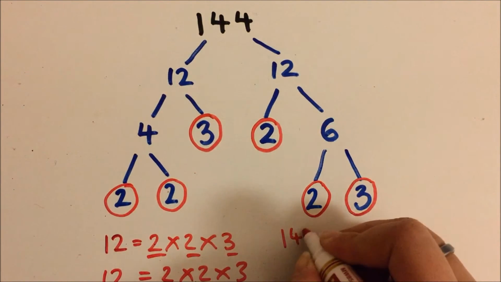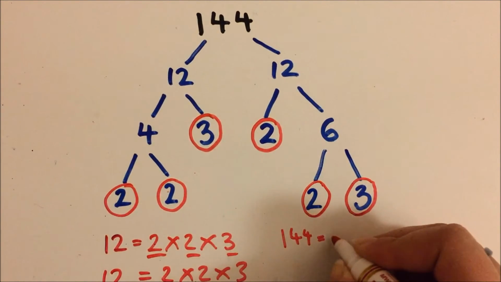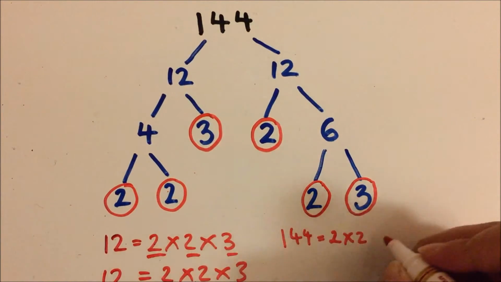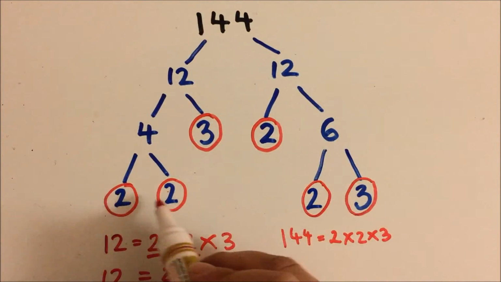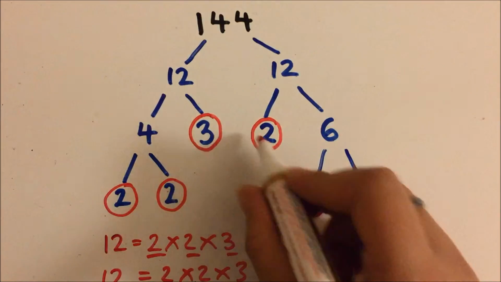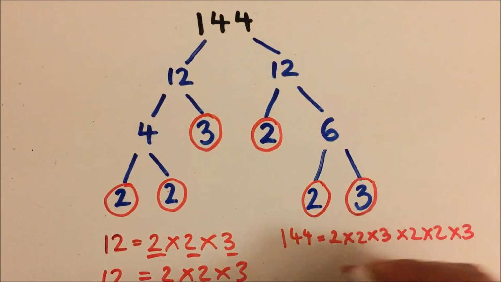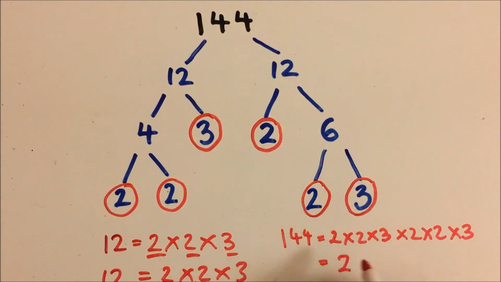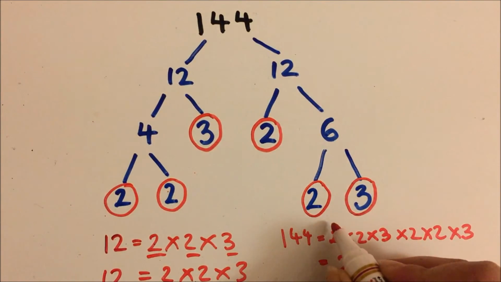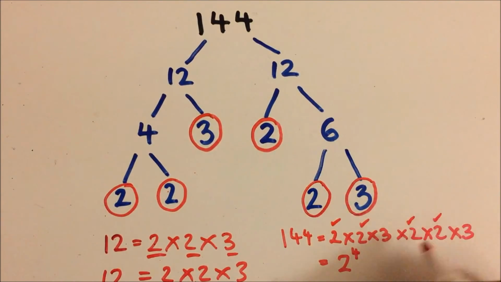So let's take a look at our answer here. So 144 actually equals 2 times 3 from this part here, and then 2 times 2 times 3 again, 2 times 2 times 3. There's a shorter way of writing it, and that is 2 to the power of 4, because there's 4 2's, and 3 to the power of 2 because there's 2 3's. So this is your final answer.